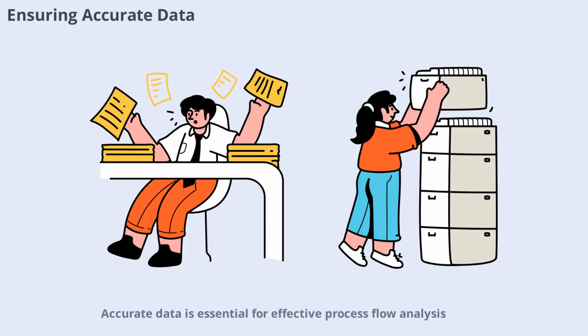Accurate data is essential for effective process flow analysis. Incomplete or outdated information can lead to poor decisions and missed opportunities. Organizations should invest in reliable data collection methods and regularly update process maps. This ensures that analysis is based on current realities, leading to better outcomes.